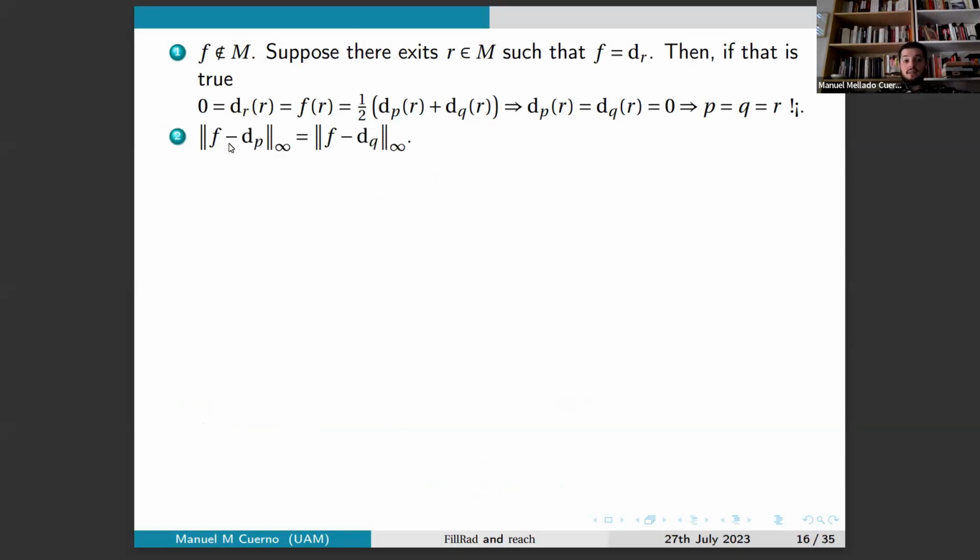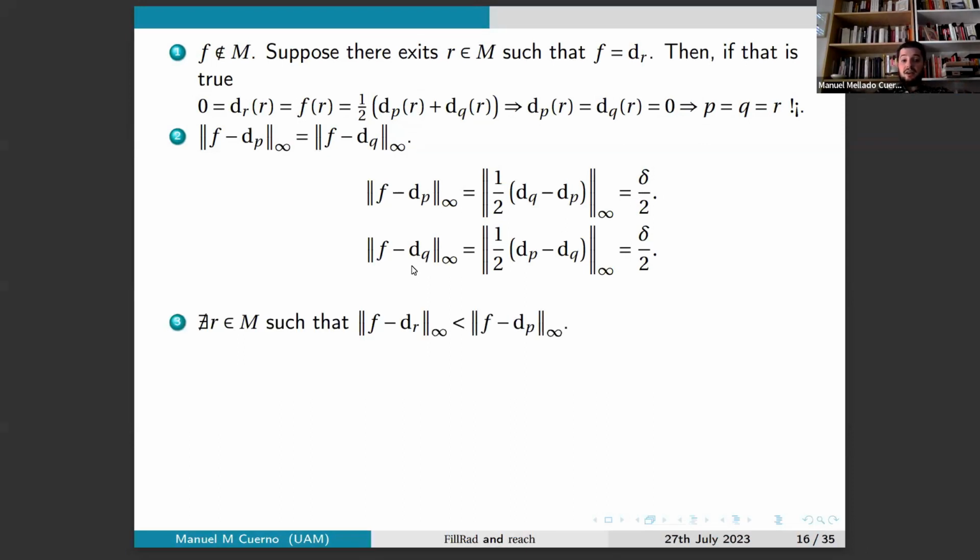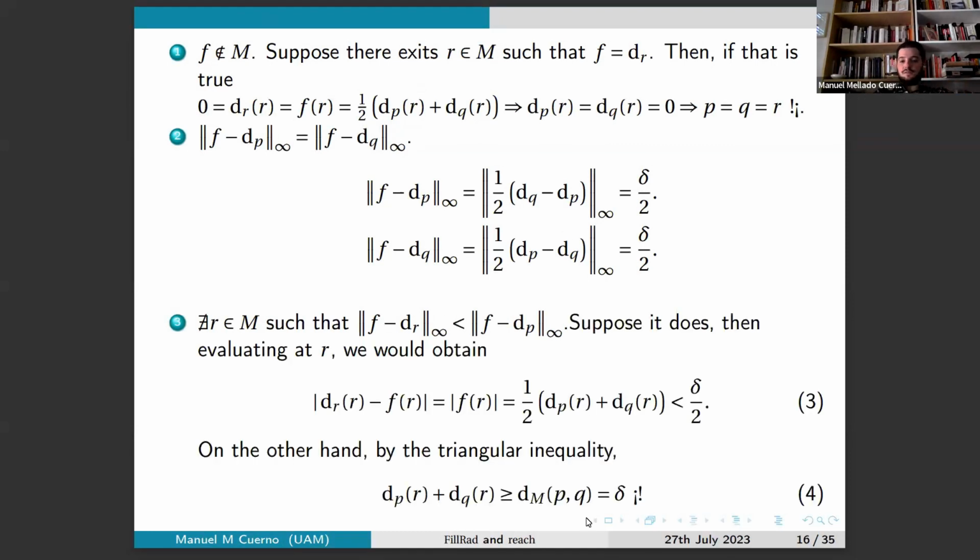Secondly, we have to check that the distance of F to d_P and the distance of F to d_Q is the same, and for that reason, we pick the midpoint between the two functions. And lastly, there does not exist another distance function in the isometric copy closer to F than d_P and d_Q. But applying the triangle inequality straightforwardly, we obtain a contradiction. So we have proved that the reach of the isometric copy of the manifold into L infinity is indeed 0.